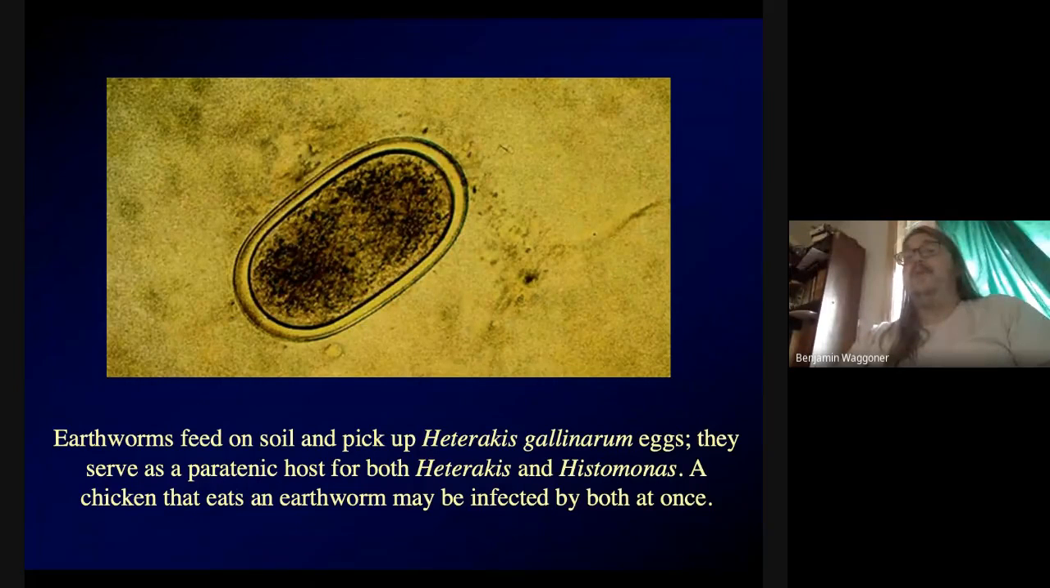Earthworms feed on soil, and they'll pick up the eggs of Heterakis, and they can serve as a paratenic host for Heterakis. So if a chicken eats an earthworm that has eaten the eggs of Heterakis, the chicken gets parasitized by Heterakis, and it may also get parasitized by Histomonas, hitching a ride in the eggs of Heterakis, hitching a ride in the earthworm. So dang, yeah, we've got 4 different species involved here in transmitting Histomonas from one chicken to another.